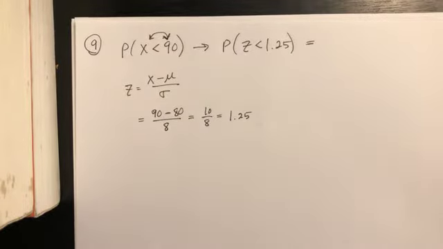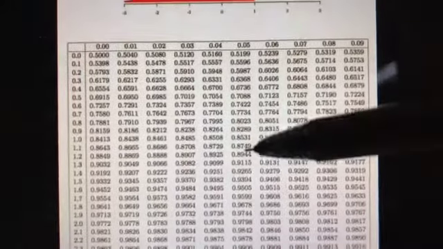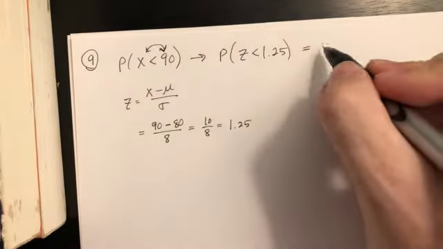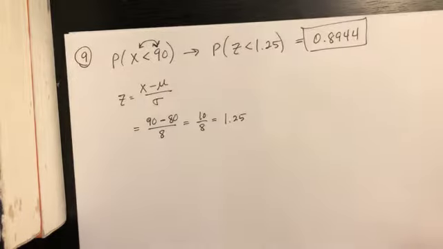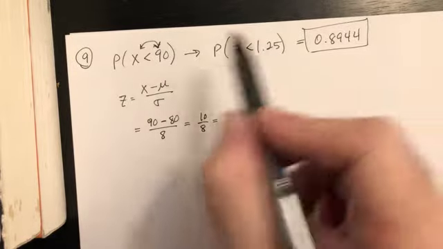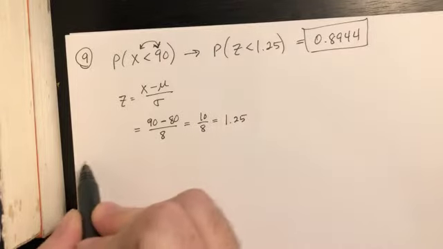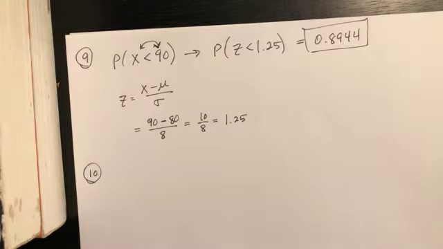So let's pull up our positive chart. I'll do this with you. All right, and then we got 1.2, going to go over to 5. Is that right? 0.8944. So the probability that the z-score is less than 1.25 is the same exact probability as x less than 90. Because that's what normal distribution z-score does. It finds an equivalent, and then it gives you a chart number to look up.